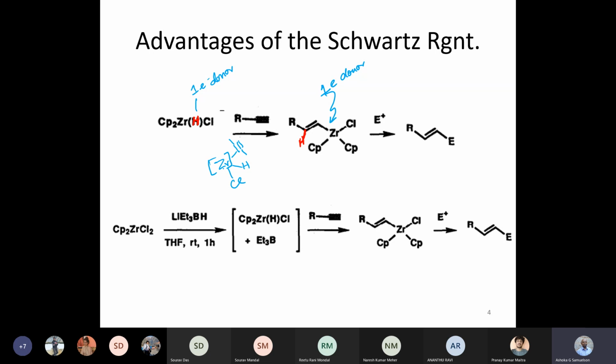When you put a square bracket like this, the square bracket is equivalent to a Cp2Zr unit. So the hydride now adds in such a way that the alkyl group will be away from the zirconium. This results in the formation of an intermediate, and this intermediate is stable enough that you can now treat it with an electrophile.